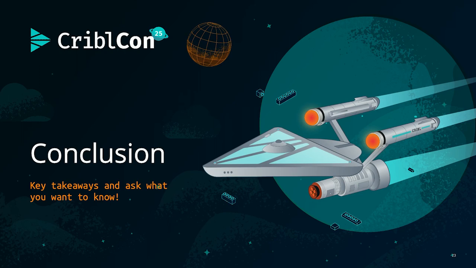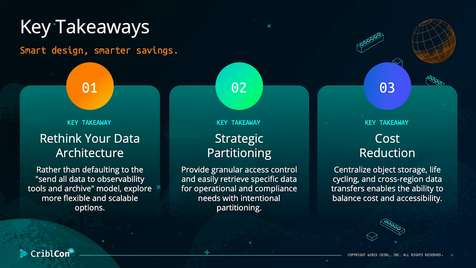So, in conclusion, to wrap it up, rethink your data architecture. Abby went into good detail about this: tiering, resiliency, redundancy, how you can scale. That's going to help make whatever you implement, at least in the cloud ecosystem, very scalable. Strategic partitioning is going to allow you to revisit your data at points in time and also have granular access to it.